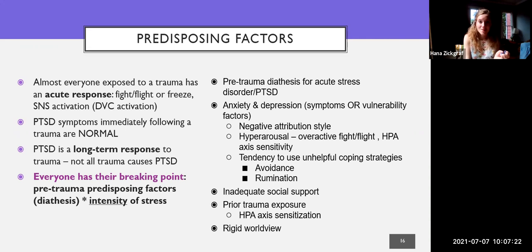Not all traumas cause PTSD, and two people exposed to the same trauma have different likelihoods of developing PTSD. And this is because everyone differs in where their breaking point is. But the important thing to remember about PTSD is that everyone does have a breaking point. So intensity of the stress experienced during the trauma interacts with pre-traumatic predisposing factors. This is an example of stress diathesis. And so we need to take into account both someone's predisposing factors and the intensity of the stress that they experienced in considering the likelihood that they might go on to develop PTSD.